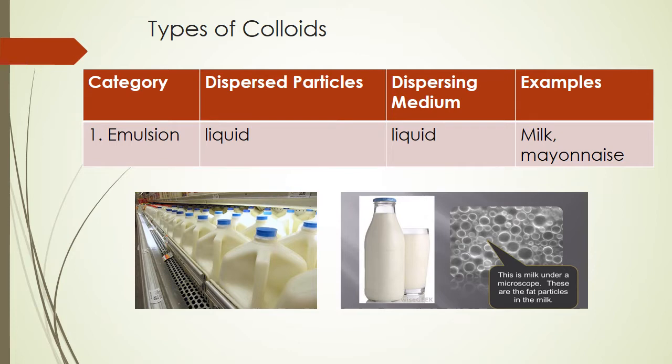So the first is the emulsion. The dispersed particles there is the liquid which are dispersed in a liquid. So it's a liquid in a liquid. Example of that is the milk and mayonnaise. So here, the processed milk that we see in the market is an example of a colloid, particularly emulsion. Under the microscope, you can easily see there the fat particles that are scattered all throughout its water content. So this is a perfect example of colloid.